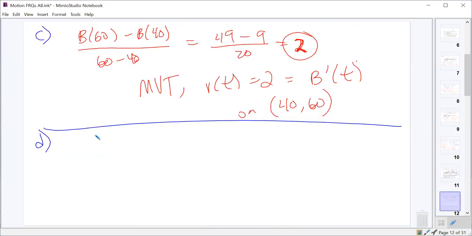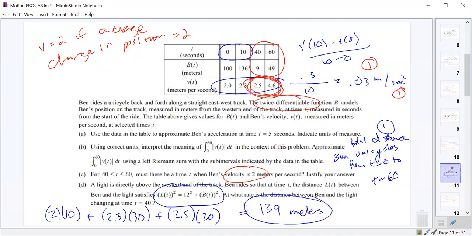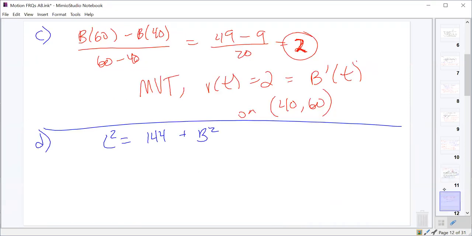So write this equation. L squared equals, well, it's 12 squared, so 144 plus b squared, is that right? Yeah. All right, so we're going to take the derivative of both sides of this with respect to t. So this will be 2L dL/dt equals 0 plus 2b db/dt. And so this is just a related rates question here. The 2's on both sides can be canceled out, so we can ignore those.